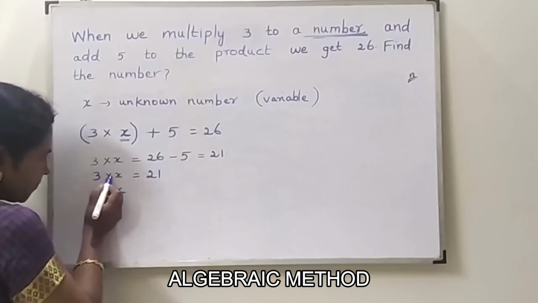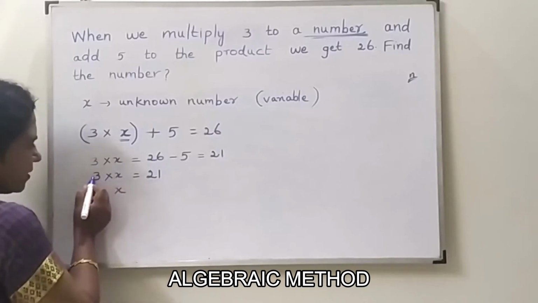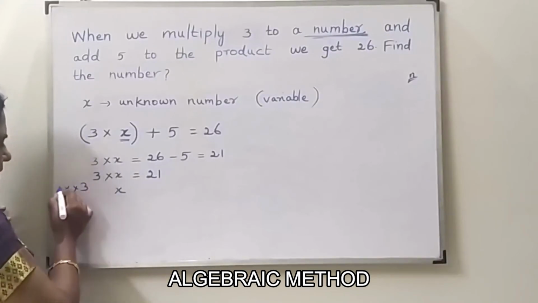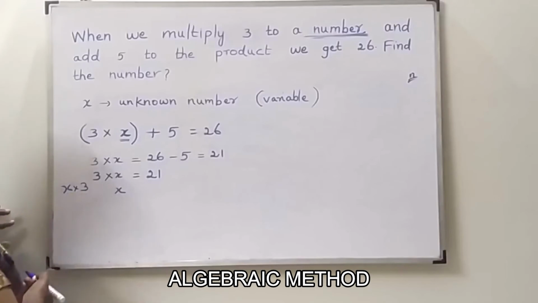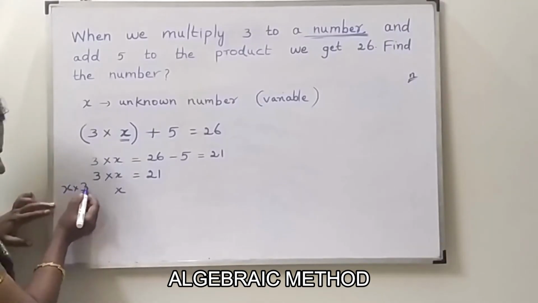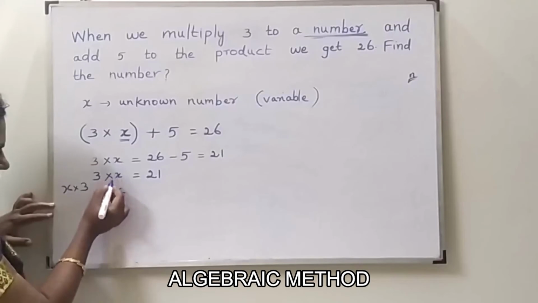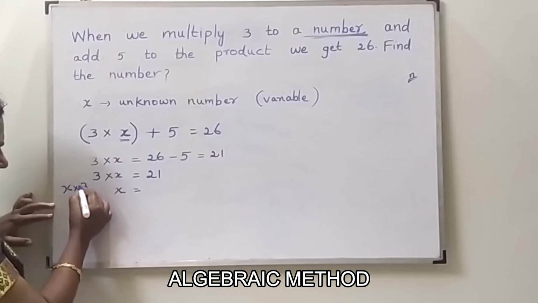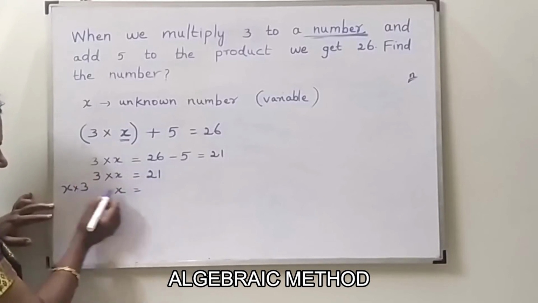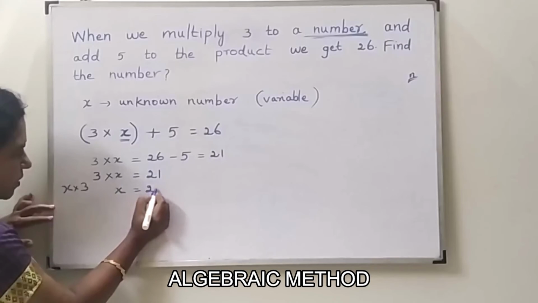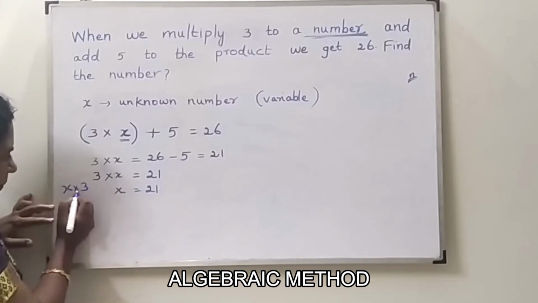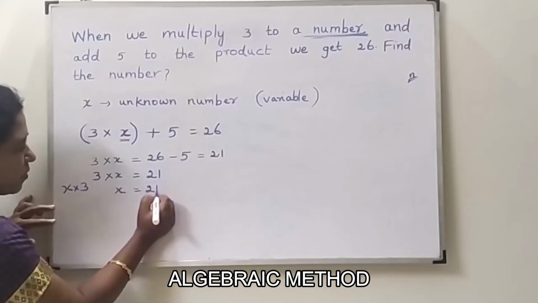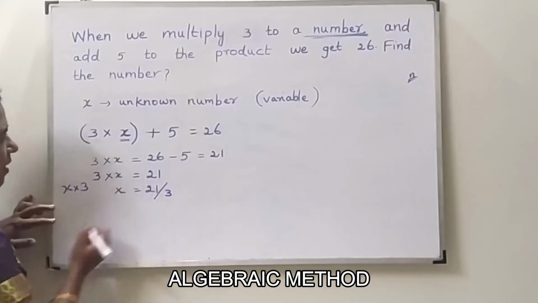Now we can have this x on the left hand side. This 3 into x can be written as x into 3. So now x into 3. When we have this x alone on the left hand side, and we need to bring this 3 to the right hand side, here we have 21, and here it is into 3. Multiplication, when it is taken to the right hand side, becomes division. So it becomes 21 divided by 3.